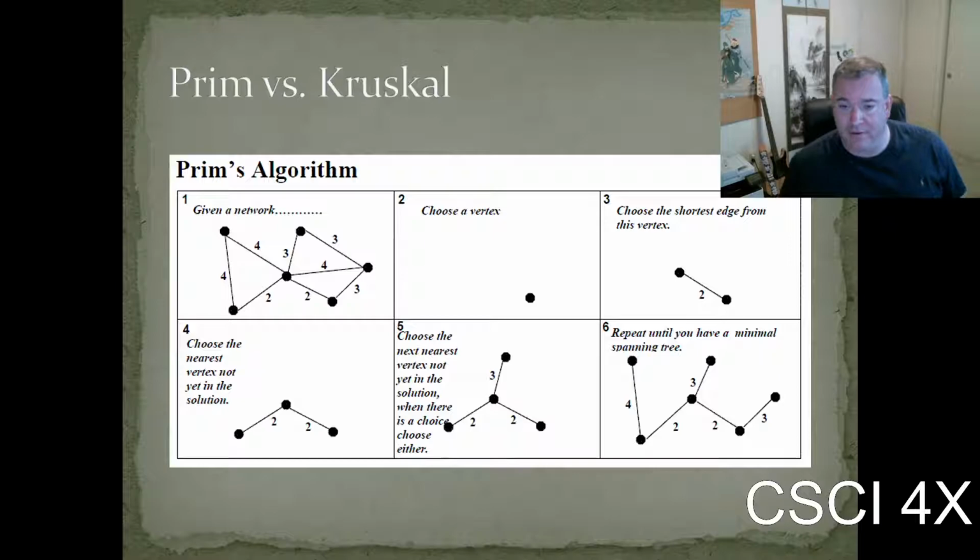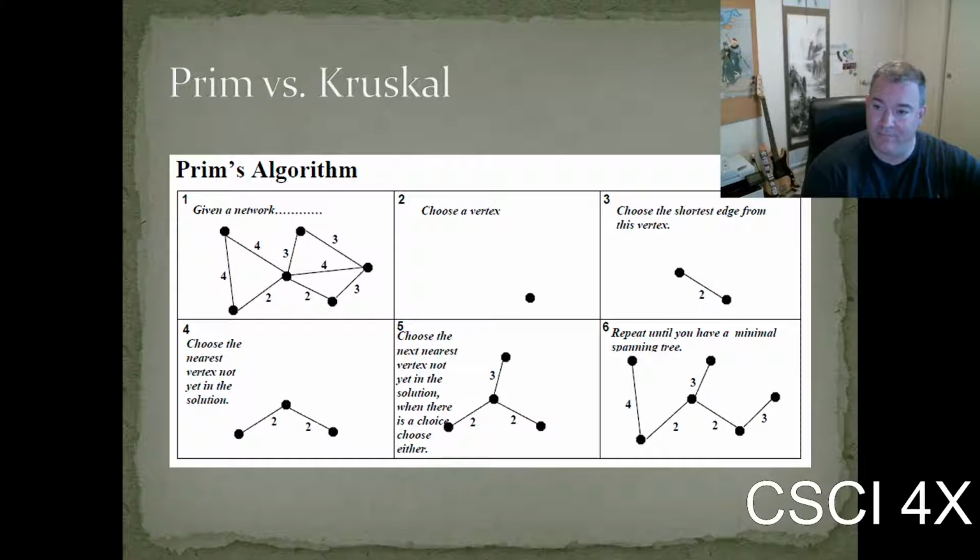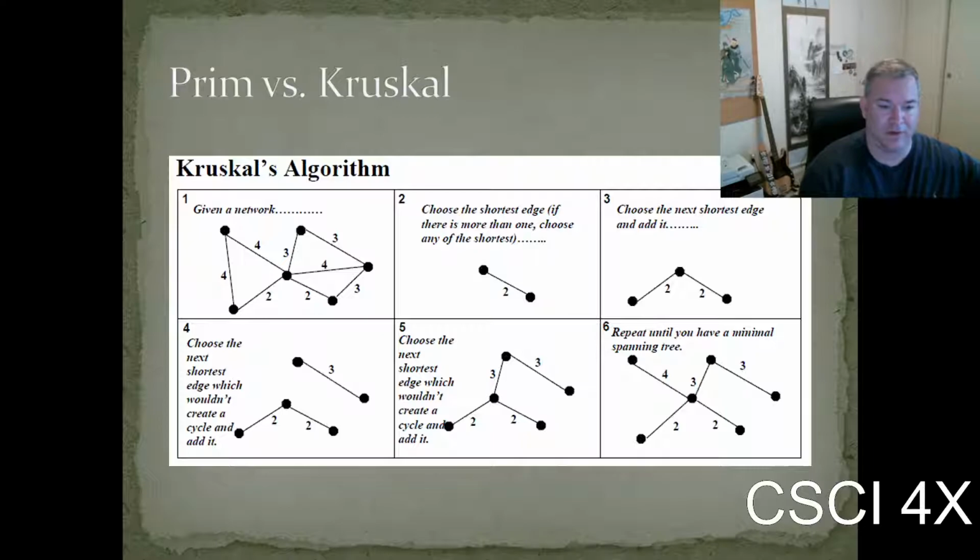Rather than having a start node and growing the graph out from there, you just always pick the edge with the smallest distance that isn't connecting to processed nodes. So for Kruskal's, you start off by picking the edge that has the smallest distance, and then you pick the edge of the smallest distance. In this case, it's the same. Okay. And then we're going to pick, I don't know, a 3.